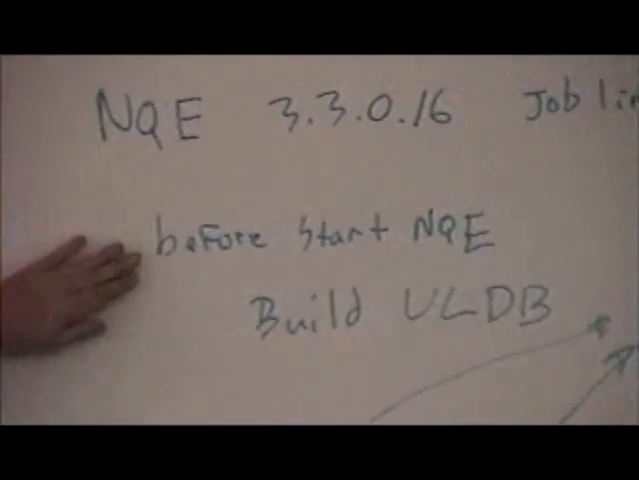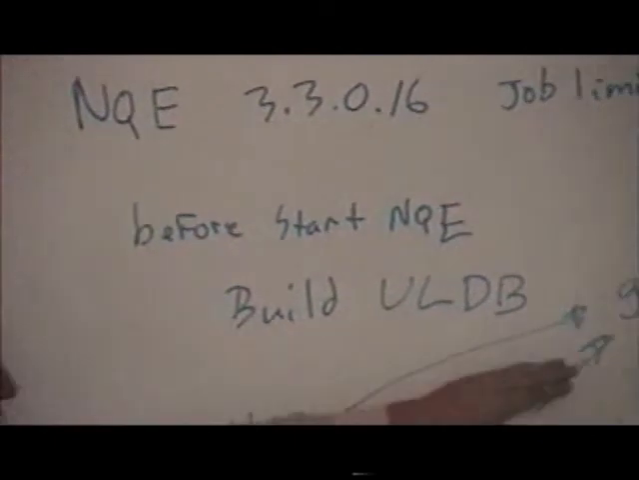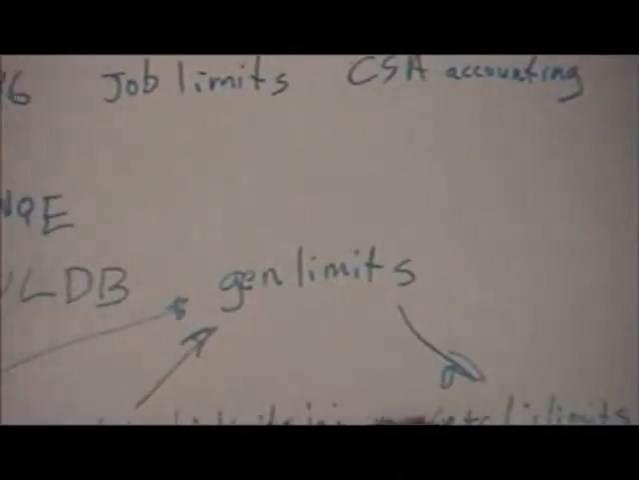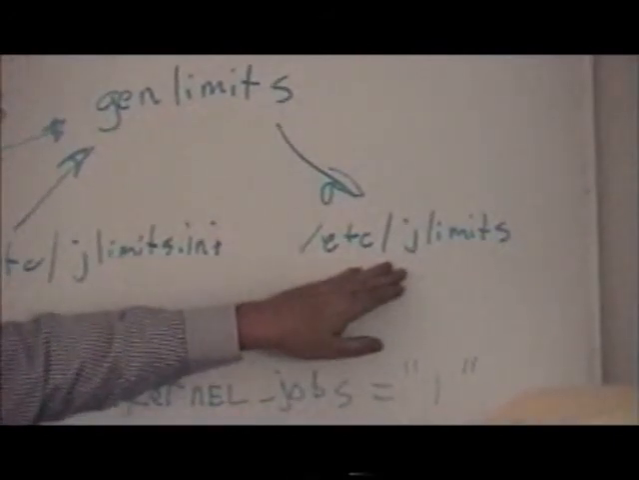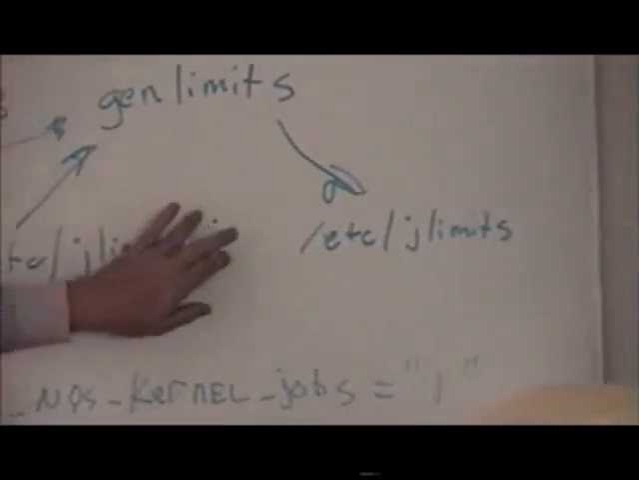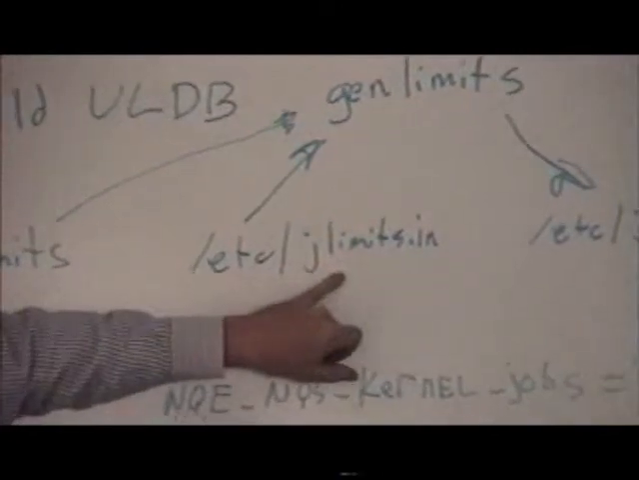So I loaded that package. I loaded NQE 33016. But before I started NQE, I ran this gen limits command, which creates the binary database that NQE is going into. And I also quickly looked at the .in file and edited it. And again, we can double check that now since we know it was a process limit that it was hitting.